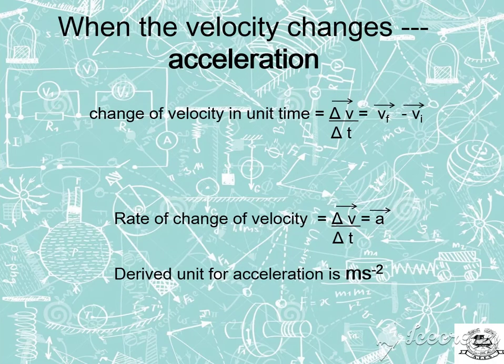When the velocity changes, we get a new quantity. The change in the velocity is called acceleration. The change of velocity in the unit time is represented as delta v upon delta t. The delta v, that is the change in the velocity, is equal to the final velocity minus initial velocity. So the rate of the change of velocity, that is delta v upon delta t, is equal to a, the acceleration.